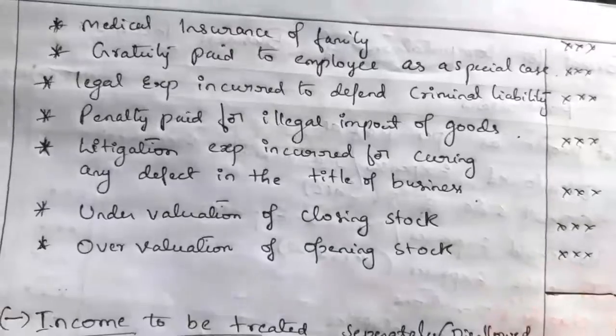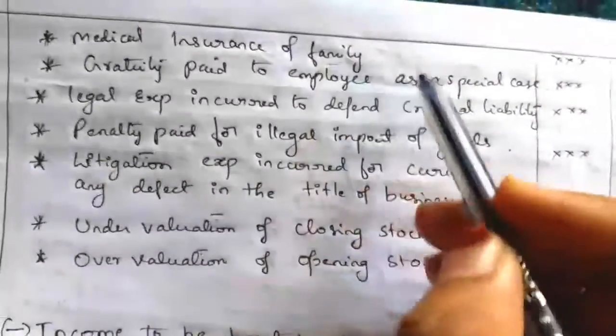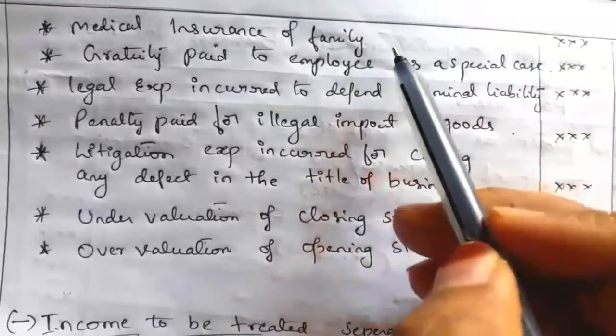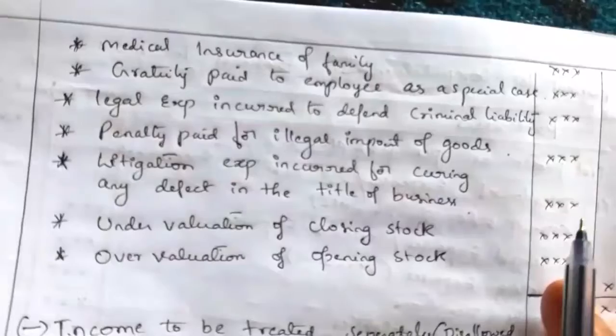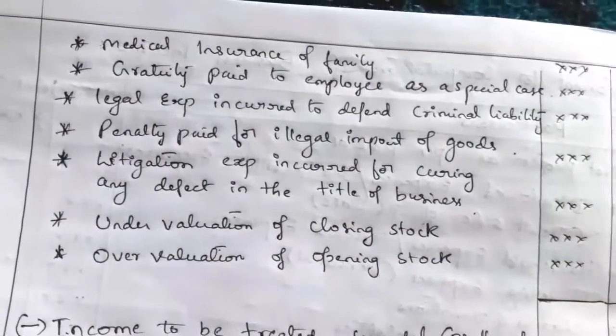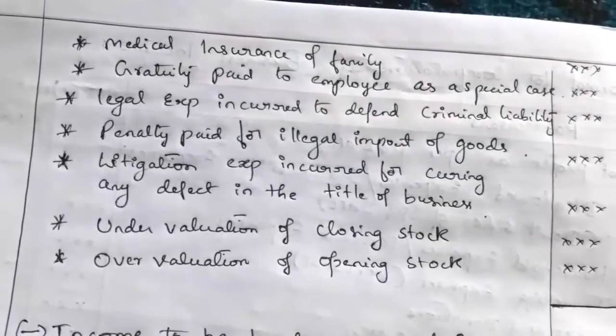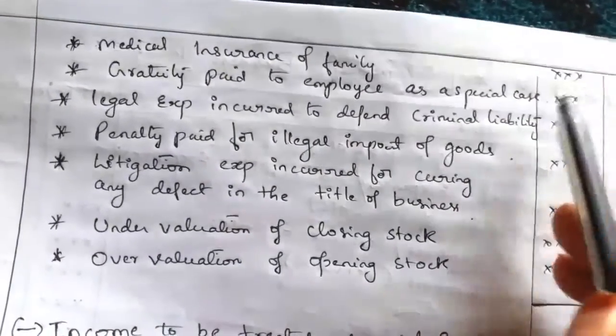Then medical insurance of family means it is personal, so a medical insurance policy taken on the family members is disallowed. It is not relating to business. Then gratuity paid to an employee is allowed, but as a special case if gratuity is paid, then it is disallowed.